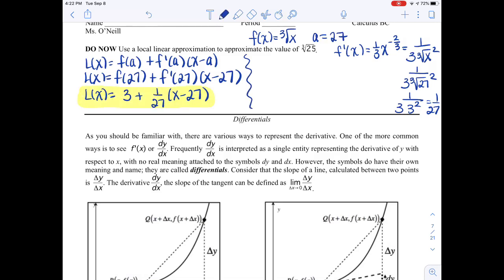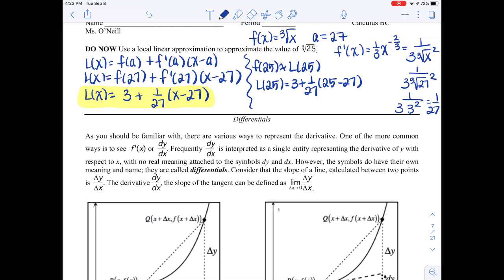25 is relatively close to 27. It's not exactly there, but it's pretty close. So I would say you'd probably get a pretty good approximation for f of 25 by doing L of 25. So you're going to plug 25 in for x in that linear approximation model like I just highlighted before. So L of 25 is equal to 3 plus 1/27 times 25 minus 27.